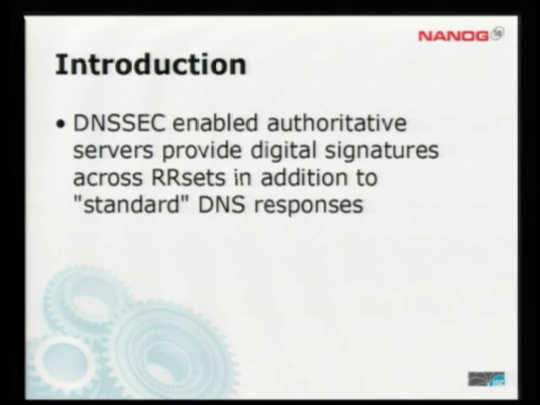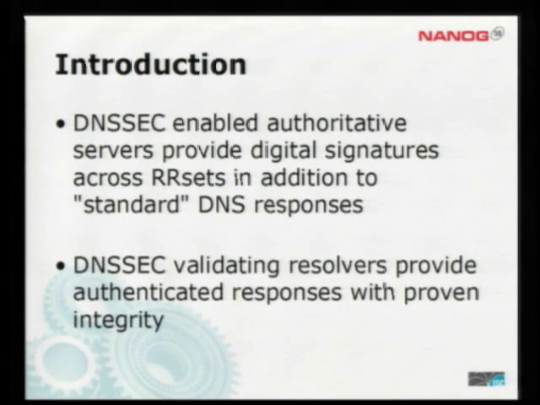So DNSSEC-enabled authoritative servers provide digital signatures across RR sets in addition to the standard DNS response. An RR set, familiar with the term? If you have a single machine that has a single IP address, then you have an RR set that contains one record. If a domain has 5 MX records, all 5 of those records are packaged into one single response. That is an RR set, and that has a signature on it. So if you have a single machine with 3 different IP addresses, you do a single query, and the response comes back with all 3 of those answers. There is only going to be one signature across all 3 of the answers because it is a single RR set.